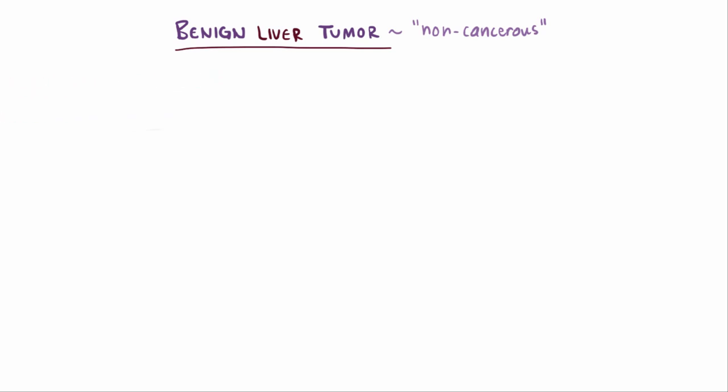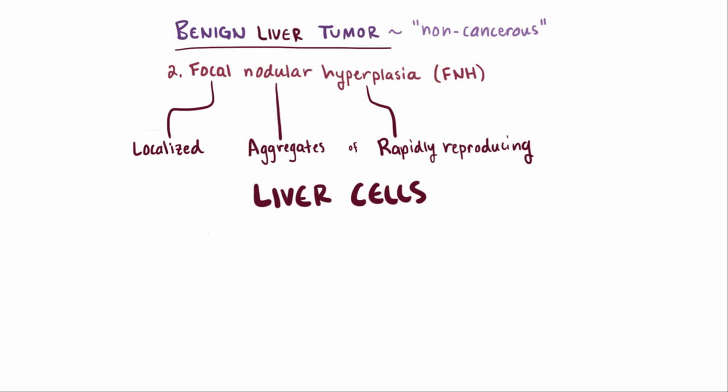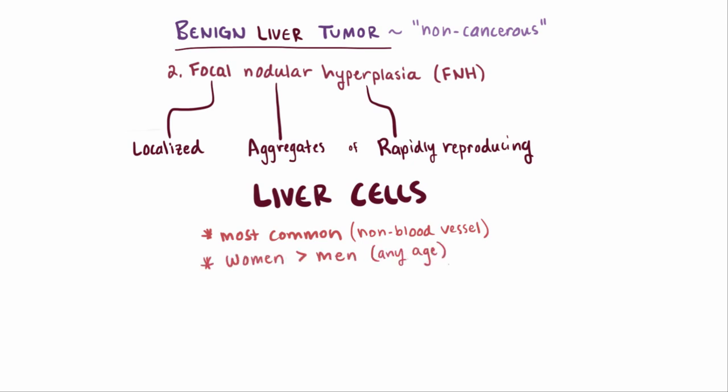The second most common type of benign liver tumor is a focal nodular hyperplasia, or FNH. And these are like these localized aggregates of rapidly reproducing liver cells. FNH is actually the most common non-blood vessel related benign tumor in the liver, and is seen slightly more in women than in men, but can happen at any age.